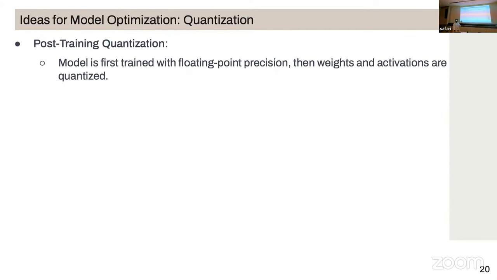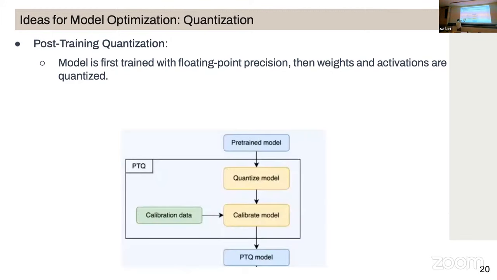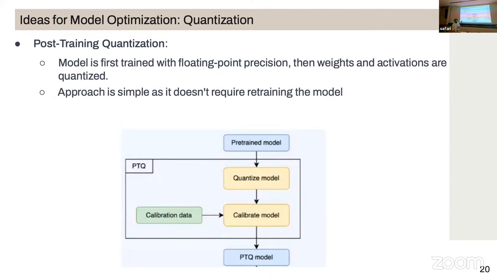So how do you actually do it? Well, you first train a model with floating point precision, and then afterwards, you quantize the weights and activations. So you have a pre-trained model that's pre-trained with floating point. You make all the weights integers, or 8 bits, and then you do a little bit of fine tuning or calibration on some additional data, and then you end up with your quantized model, which now has much, much lower bits in their weights. The approach is very simple because it doesn't really require retraining the whole model from scratch, but the downside is that, as you might have guessed, going from 32-bit float to 8-bit integers, you probably get a drop in accuracy.